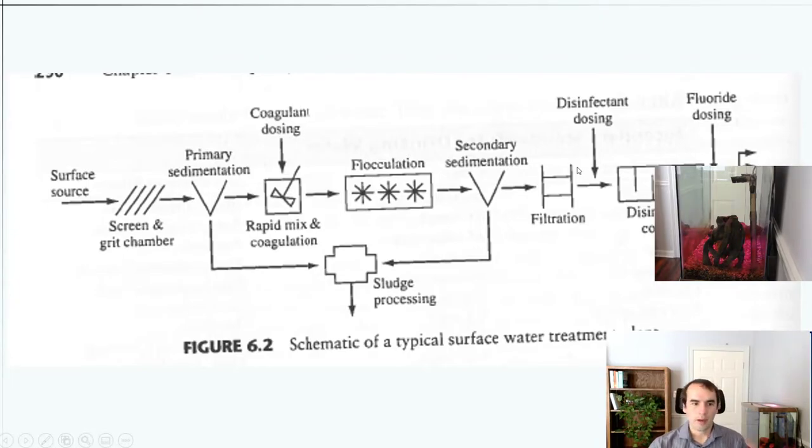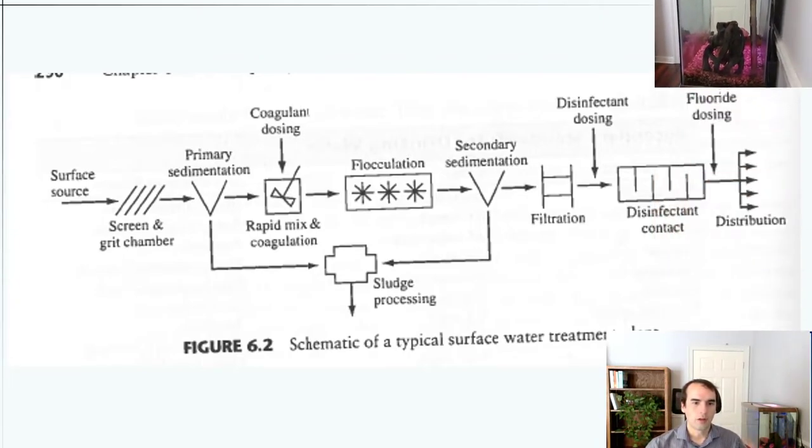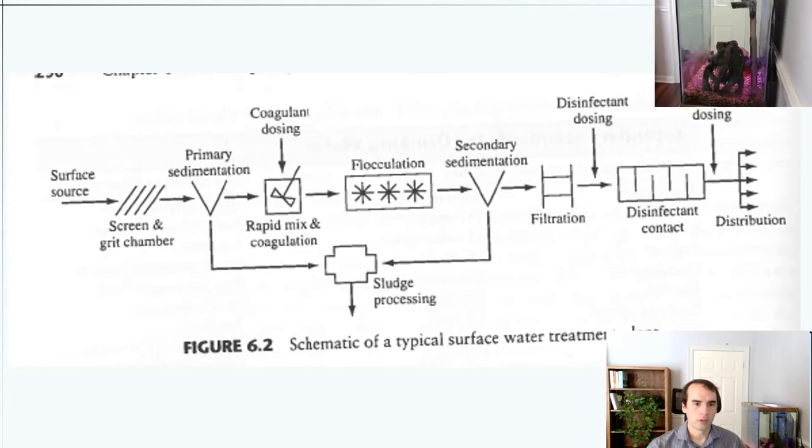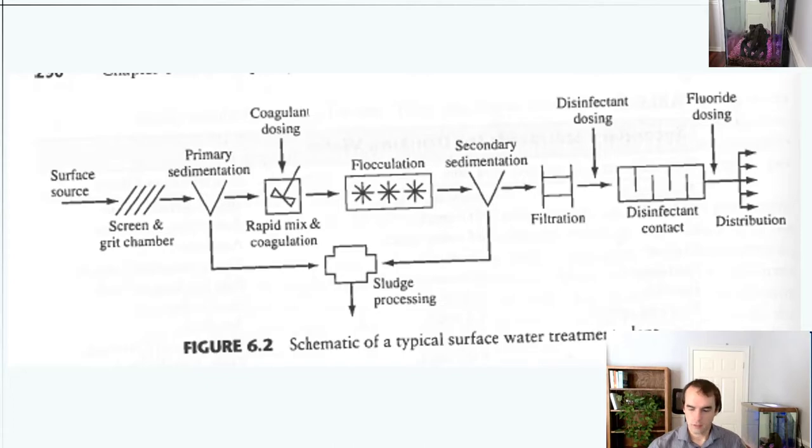So let's think about disinfection in terms of a treatment train. I'll move the fish out of the way for a minute. If we consider this figure we've seen a few times now, where we have a typical surface water treatment plant, we have some source of water, we take it through these processes we've discussed so far: coagulation, flocculation, sedimentation, probably combined with a filtration step. Sometimes we can do either or, oftentimes both. Then we add the disinfection.